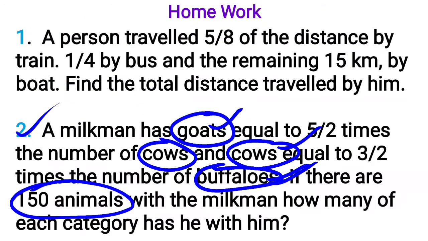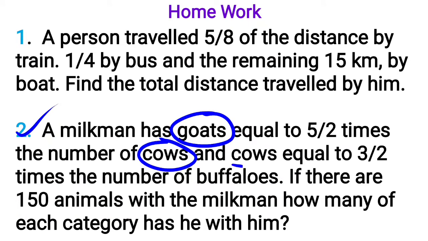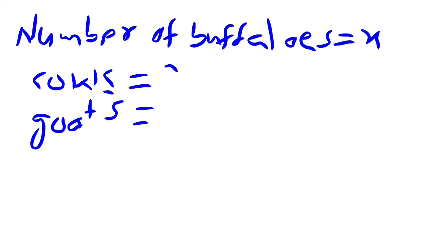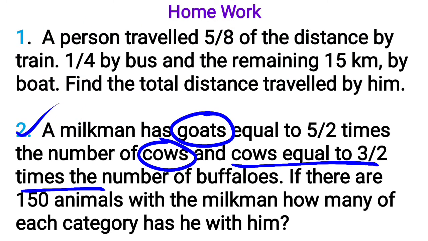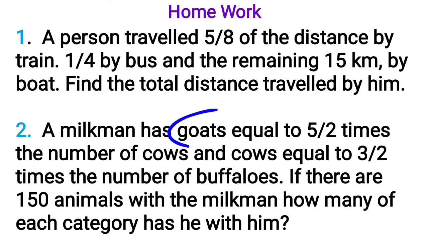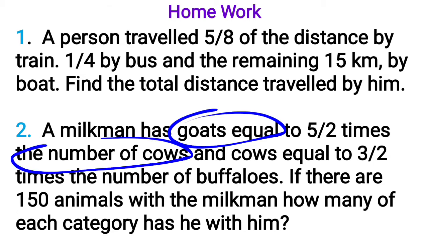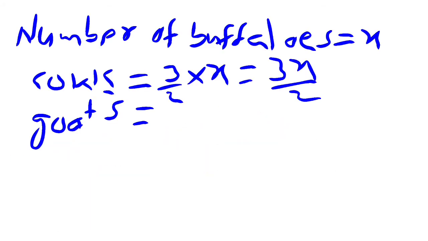As per the question, the cows equal 3 by 2 times the number of buffaloes. So 3 by 2 into the number of buffaloes x equals 3x by 2. Next, goats equal 5 by 2 times the number of cows.